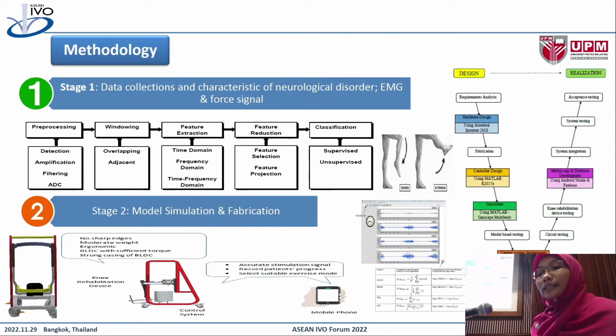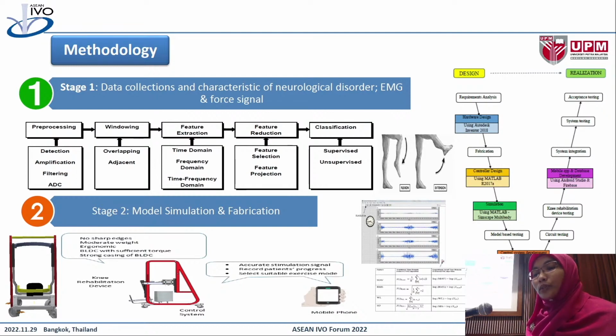And then this is the flow for the signal processing method. So we need to go further with the pre-processing, which is for the enhancement of the data, windowing, feature extraction, feature reduction, which is for the feature selection, and classification. So for this moment, we have minimally applied the AI, but not really done yet, because we are focusing on the development of the knee rehabilitation device.